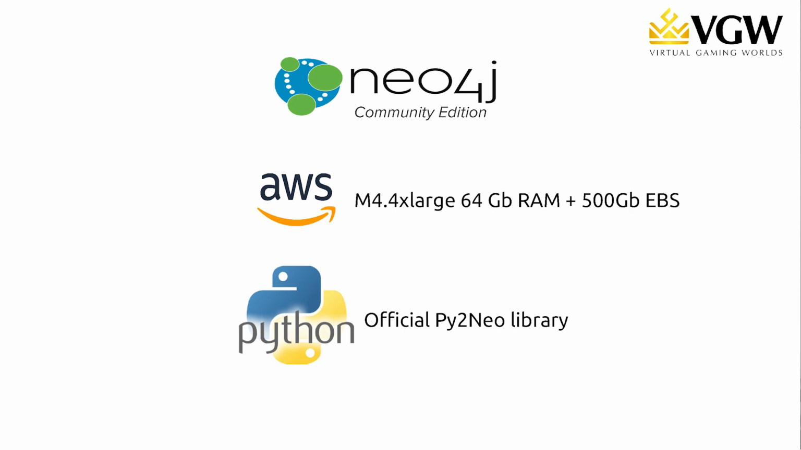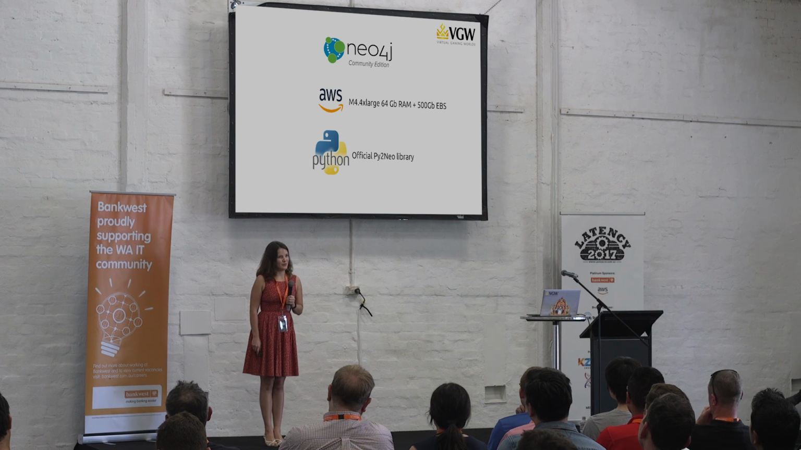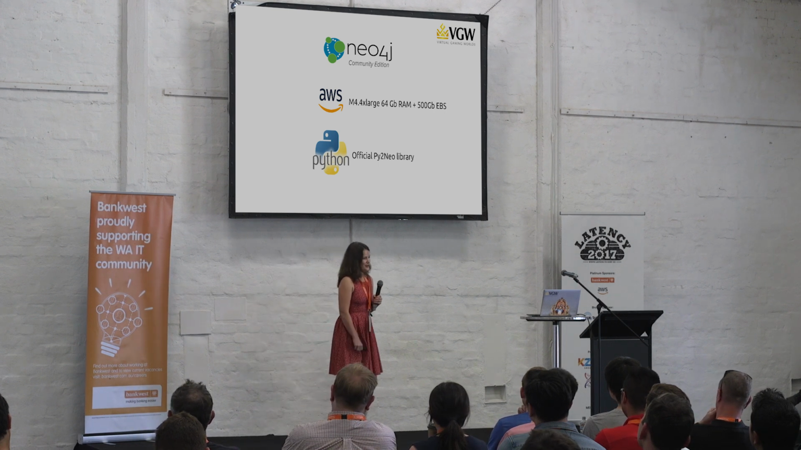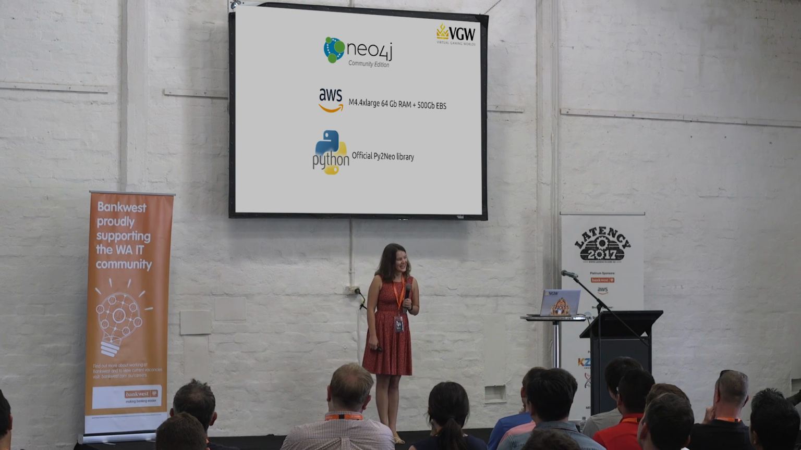We use Neo4j, which is the most popular graph database. We chose Community Edition because it's free, because it has a very vibrant support community. They have Slack channels, so if you have any questions, they seem to be there all the time, just answering your questions. And Stack Overflow is fantastic as well.